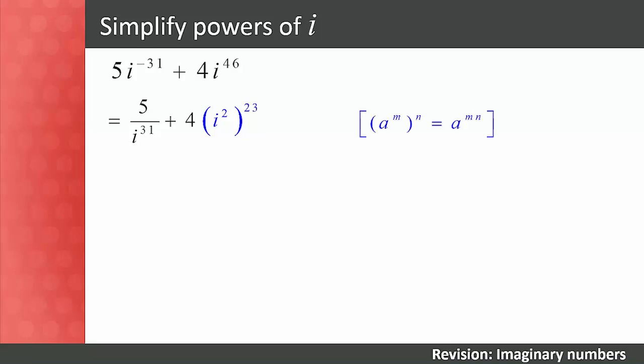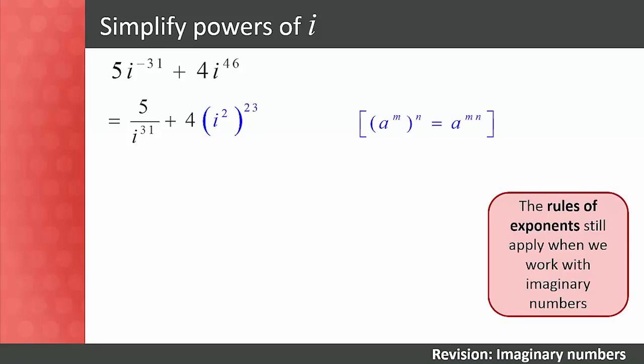Remember our exponent rule here. a to the power of m, all raised to the power of n, is equal to a to the power of m times n. The rules of exponents still apply when we work with imaginary numbers. The next line is 5 divided by i to the power of 30 multiplied by i, plus 4 times -1 to the power of 23.